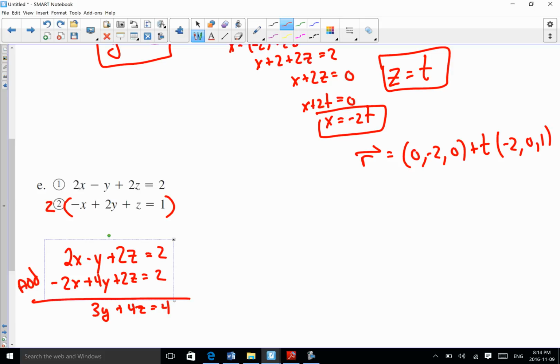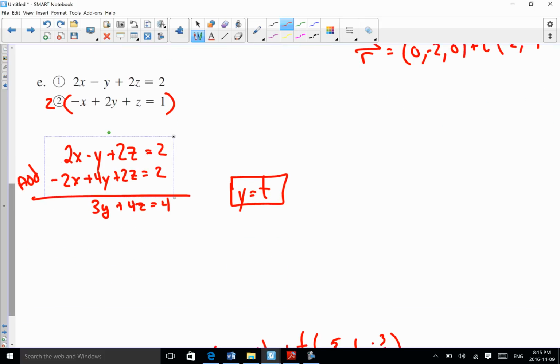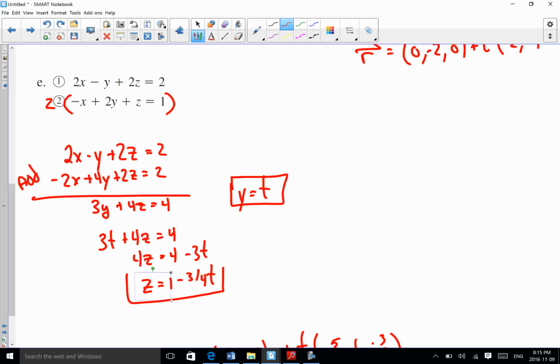Can't really go a whole lot further here, right? So let's pick a parameter. Now, it doesn't matter which one you make your parameter, totally your choice. I think in the back of the book for this one they let y be t, but you could let z be t. It doesn't really make a difference. If y is t, then I get 3t plus 4z equals 4, or 4z equals 4 minus 3t. If I divide everything by 4, I end up with 1 minus 3/4 t. There's a parameter for z.